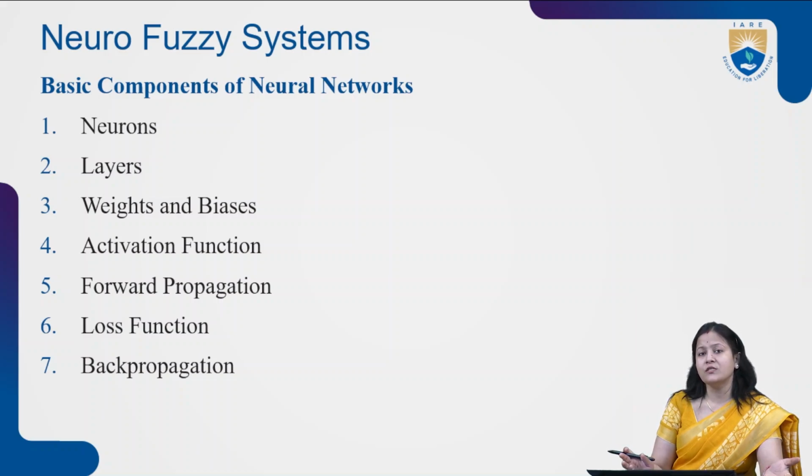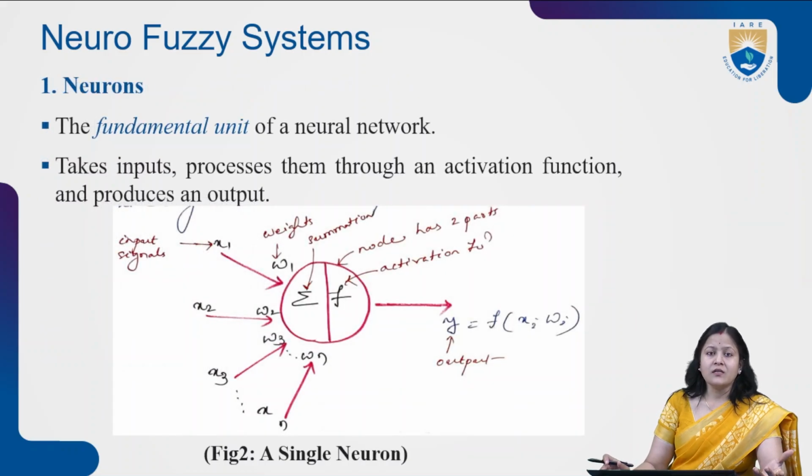We already know the fuzzy system. Now I am describing what a neural network is and how it works. Then I will combine both concepts to understand the Neuro-Fuzzy system. So this is the concept of a neuron, which I already discussed in the previous slide. It is the fundamental unit of a neural network. It takes the input, processes it through an activation function, then produces the output. So this is what each neuron looks like.